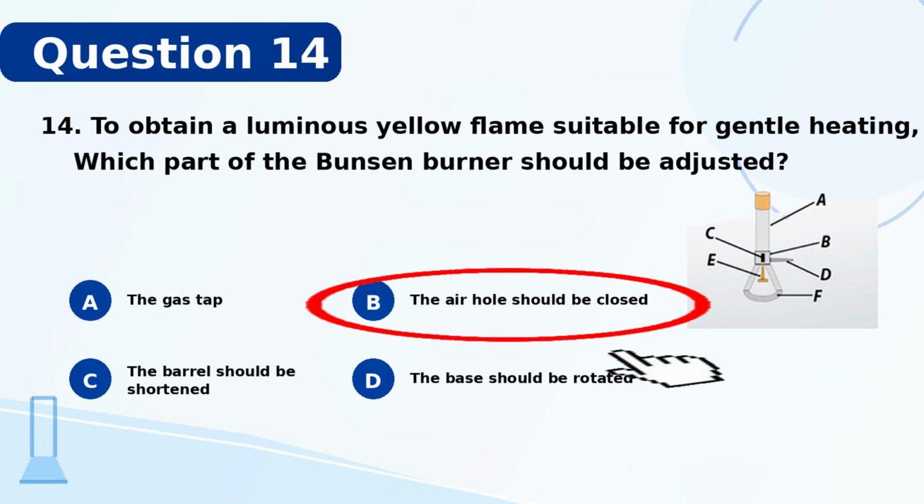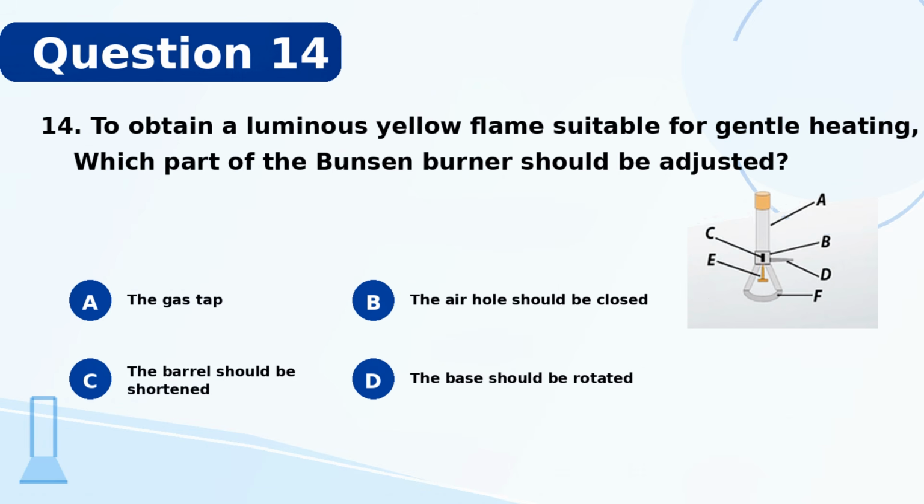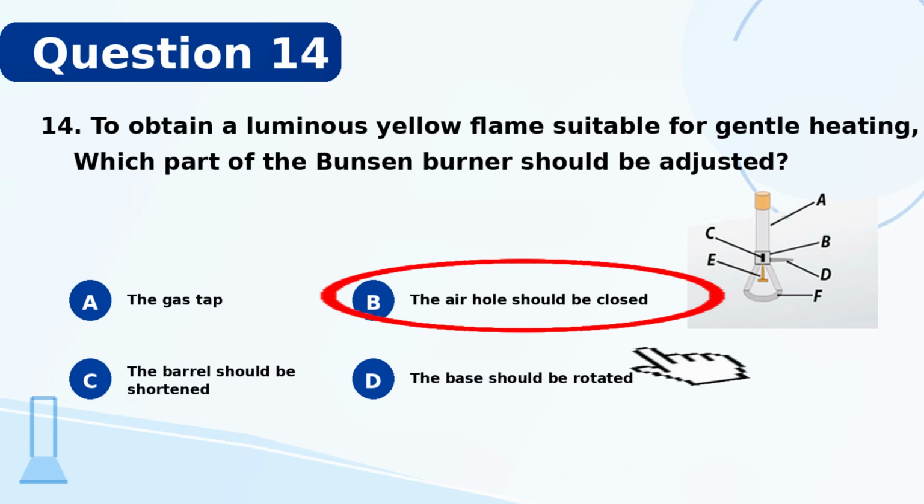Why? Because closing the air hole will reduce oxygen and produce a luminous yellow flame. When we have said that fire needs oxygen to burn, so when you reduce the flow of oxygen, that means the fire is not going to burn, or when the oxygen is less, the fire is going to burn less. That is why we are closing the air hole.